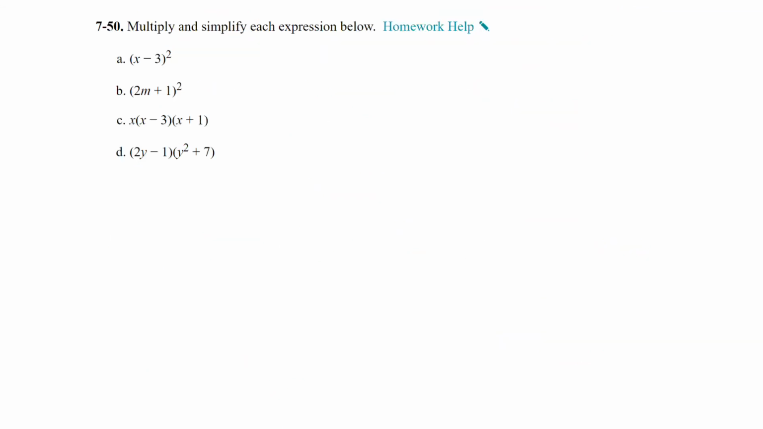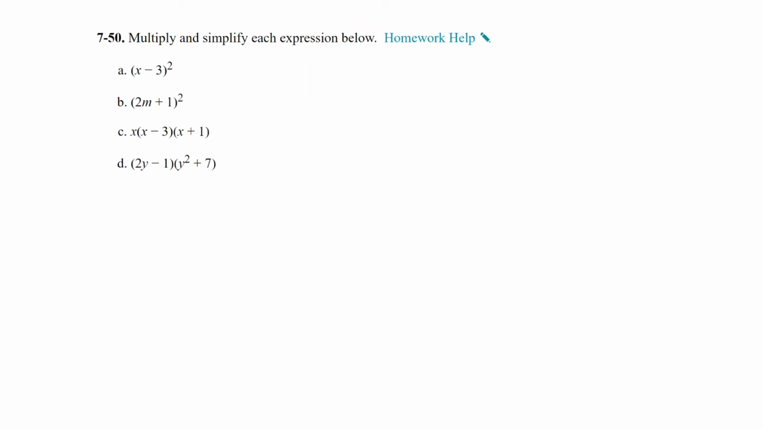Question 50. Multiply and simplify each expression below. On part A, you have a binomial squared. It is important that you expand this out. So if it's (x minus 3) squared, then it's (x minus 3) times (x minus 3). So when you go to simplify this, you get x squared minus 6x plus 9. And so sometimes we make the mistake of thinking this is x squared plus 9, but when you expand it out, you do see that you do have a middle term there, and it's not just canceling out.